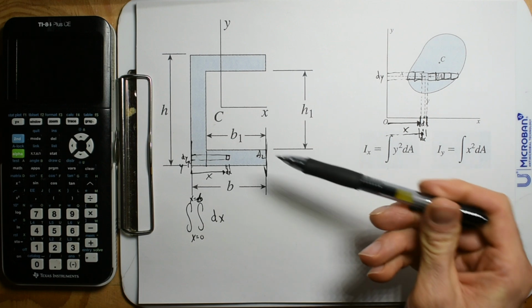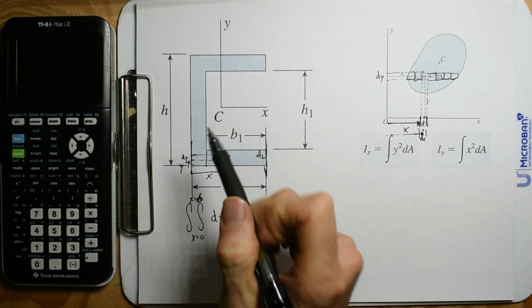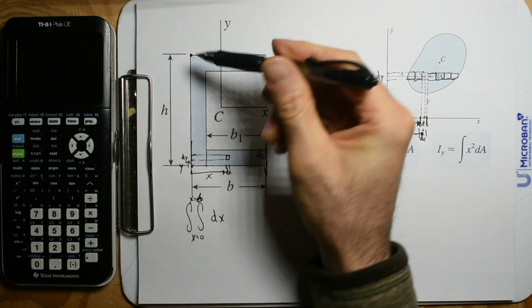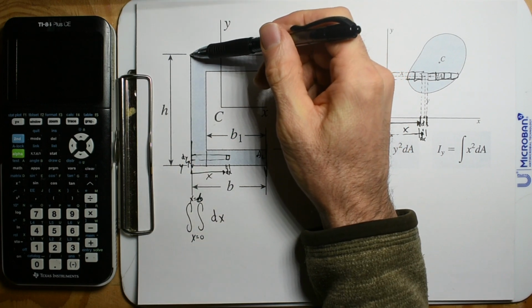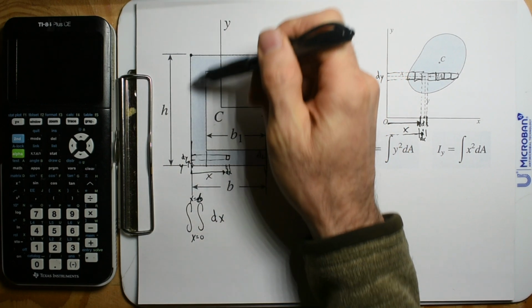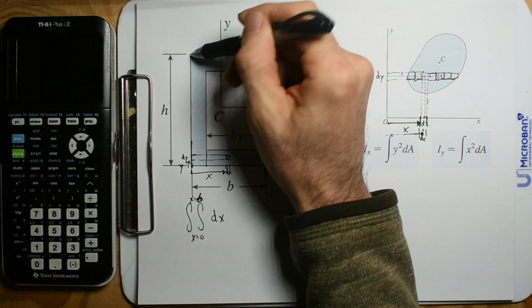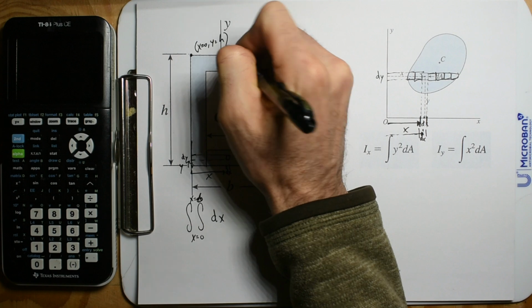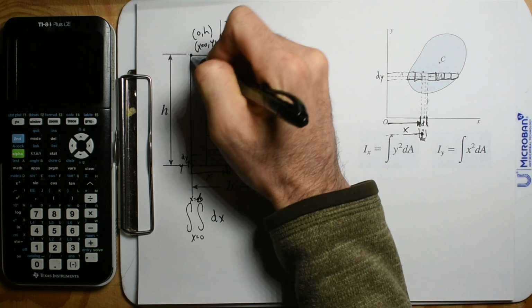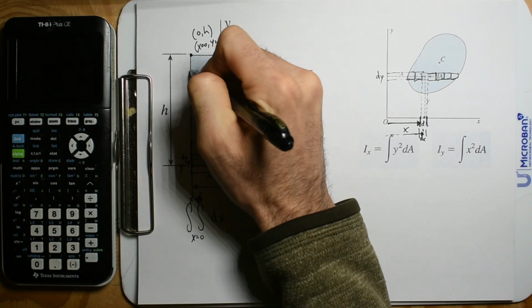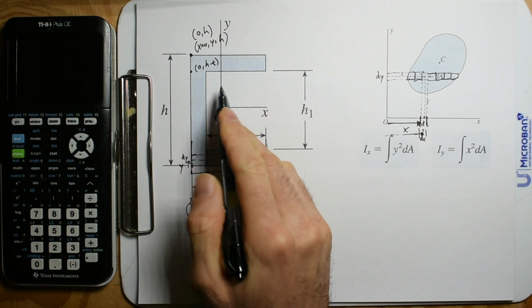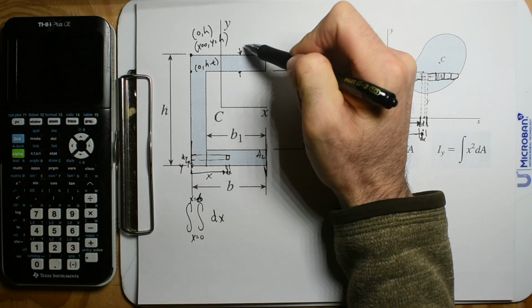What does x equals 0 mean? Right there, that's a point at the origin. But how about up here? Is that x is equal to 0? Sure. The y value has something, but look at this: x is equal to 0, y is equal to h. So this is still 0, h. And this is 0, h minus t, if this thickness is t right here.